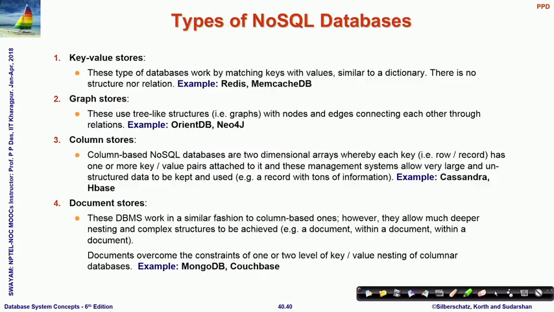And these are the different types of NoSQL databases. There is a key value store strategy, Redis and Memcache DB follow this strategy. Graph store is used by OrientDB and Neo4j. Column store is used by Cassandra and HBase. Document store, MongoDB, Couchbase, they use document store.